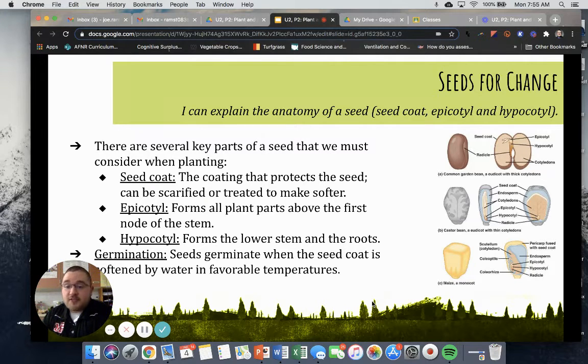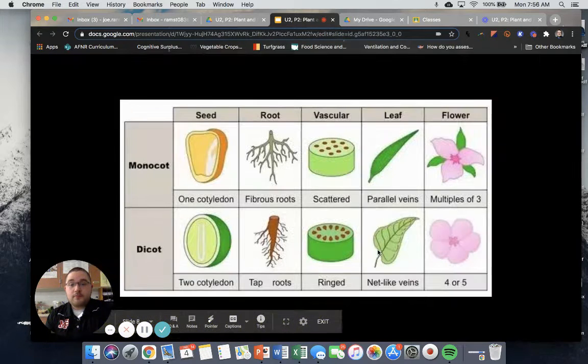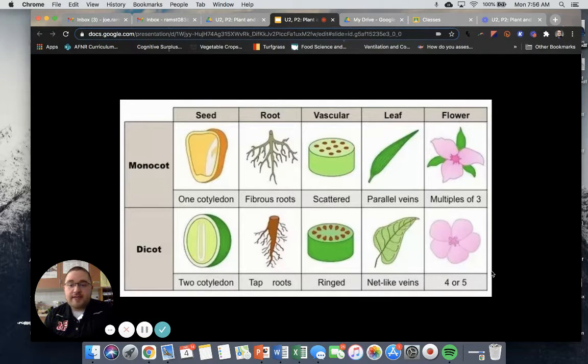Okay. Then obviously we have germination, and seeds are able to germinate when the seed coat is softened by water in favorable temperatures, and this results in a seedling or a plant that's starting to emerge. So there are two different types of seeds, monocots and dicots, and we'll do a little bit of an experiment in class to compare and contrast the two. But basically, mono means one and di means two. So a monocot has one cotyledon, whereas a dicot has two cotyledons.